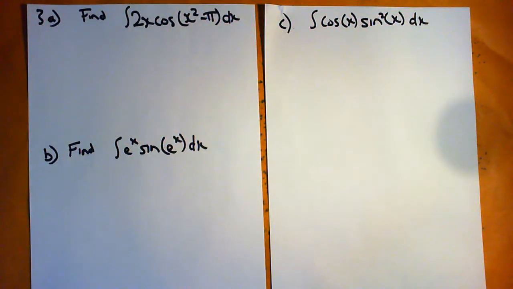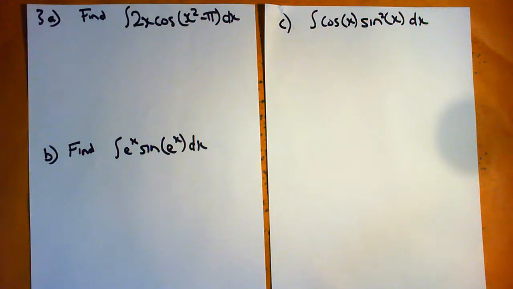Hello viewers, tutorial 12 question 3, and we are doing some integration by the reverse chain rule. So we're still on our guess and check method, but we're now on functions that are beyond just powers. So the first question we're going to do is the integral of 2x times cosine of x squared minus pi.